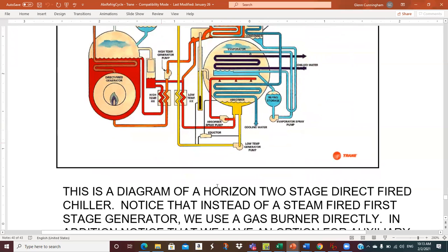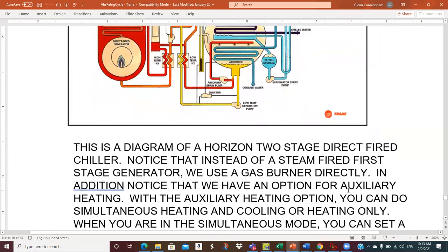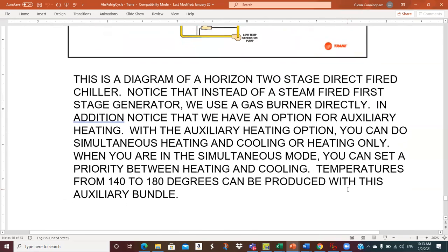Okay, so let's read his notes. Pretty good. So, diagram: Horizon two-stage direct fired chiller. Instead of a steam-fired first-stage generator, we use a natural gas burner directly. In addition, notice that we have an option for auxiliary heating. With the auxiliary heating option, you can do simultaneous heating and cooling or heating only.